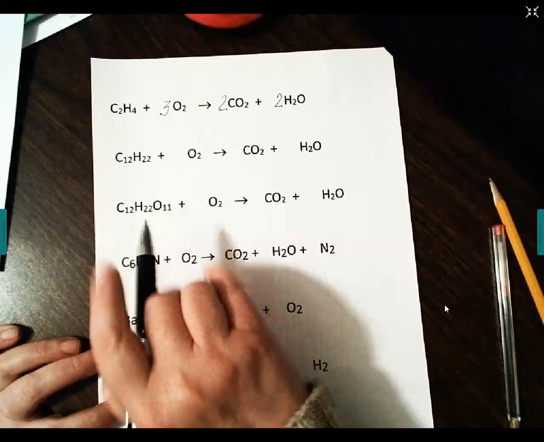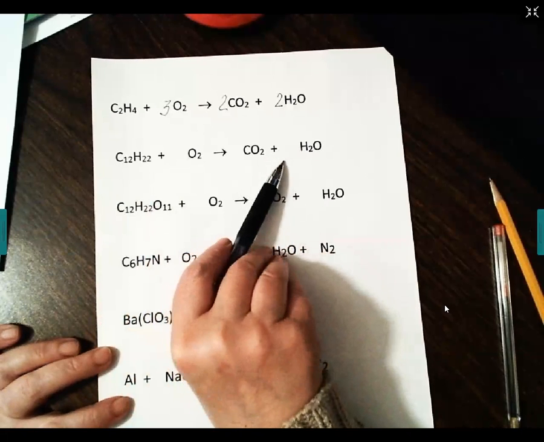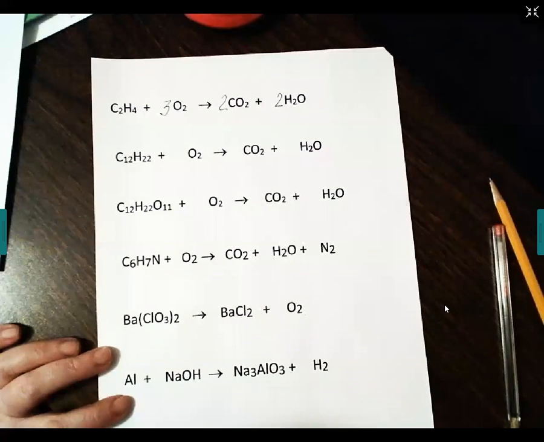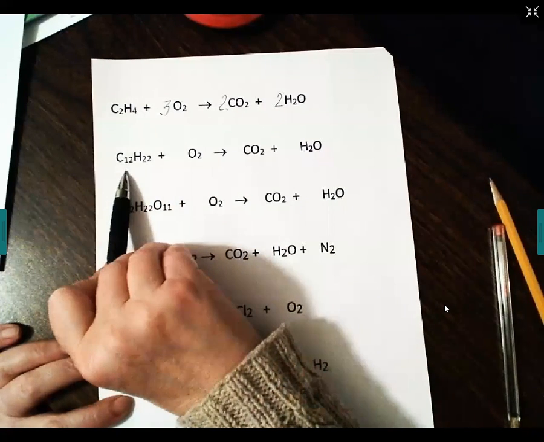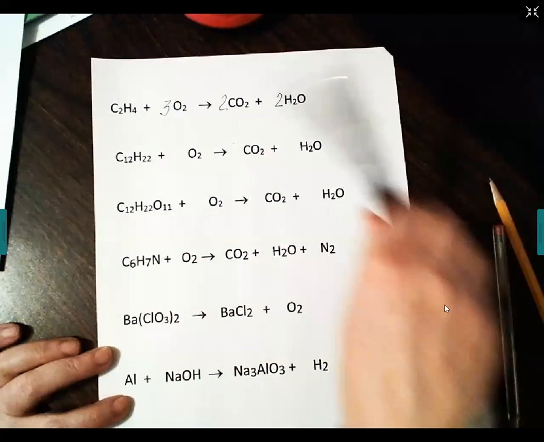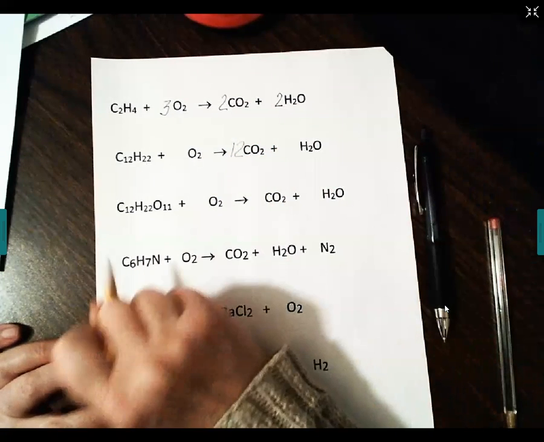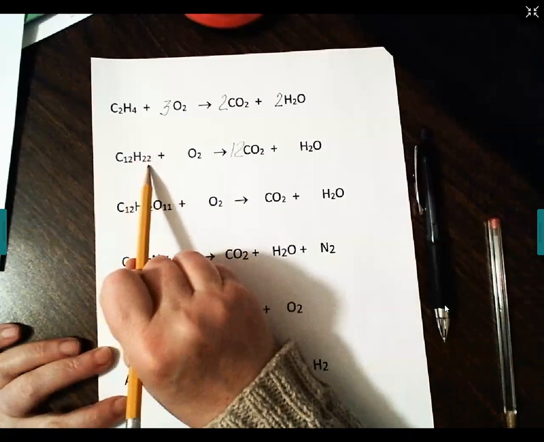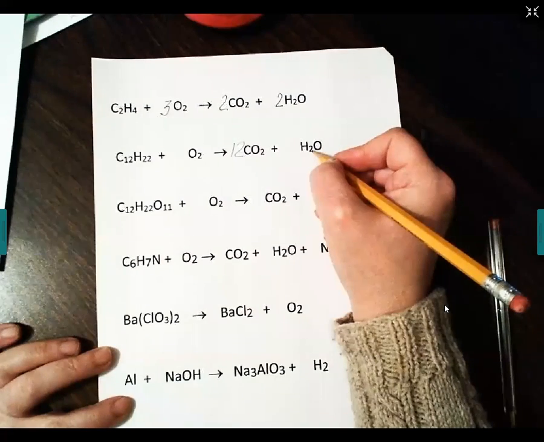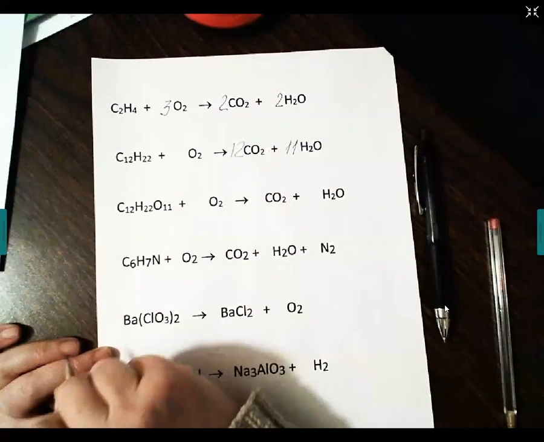Next reaction, also organic compound and products are carbon dioxide and water, combustion. So let's start with carbon. 12 carbons, so I will use pencils. We should put 12 here. 22 hydrogen atoms, and here we have coefficient 2, so 22 divided by 2, 11. We should put 11 here.